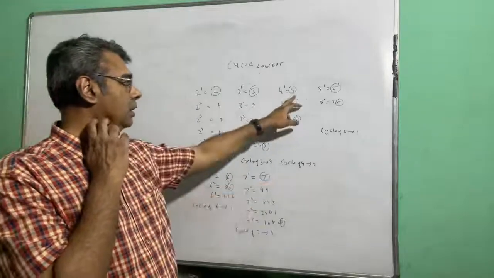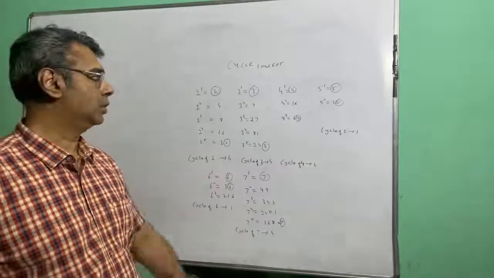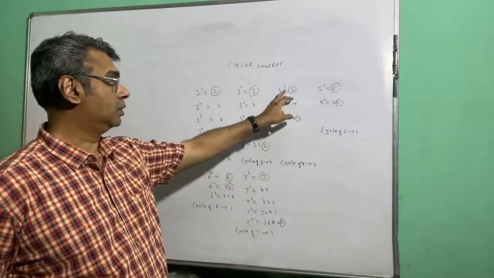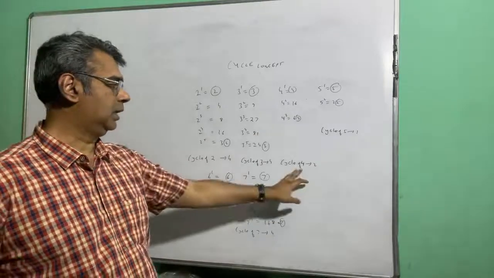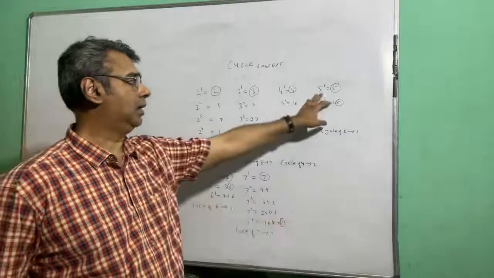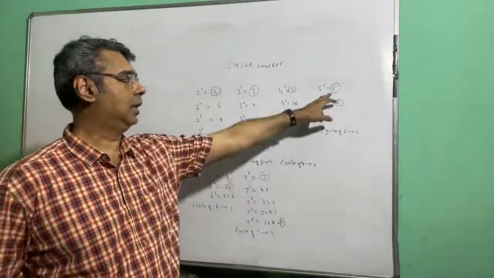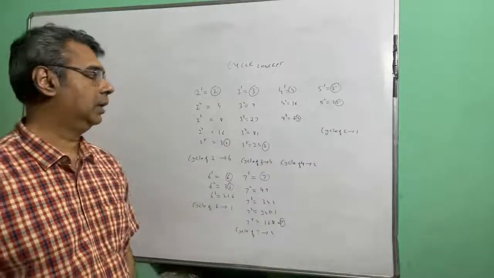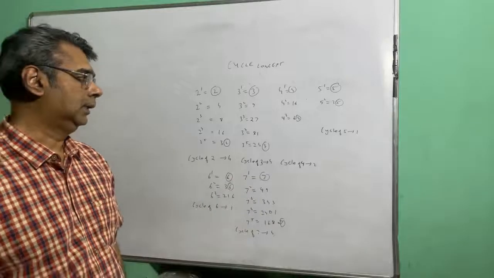Similarly, 4 to the power 1 is 4, 4 to the power 2 is 16, 4 to the power 3 is 64. So when the power goes from 1 to 3, the units digit repeats. So the cycle of 4 is equal to 2. Then 5 to the power 1 is 5, 5 to the power 2 is 25. So both of them have the same units digit 5. So that means the cycle of 5 will be 1.